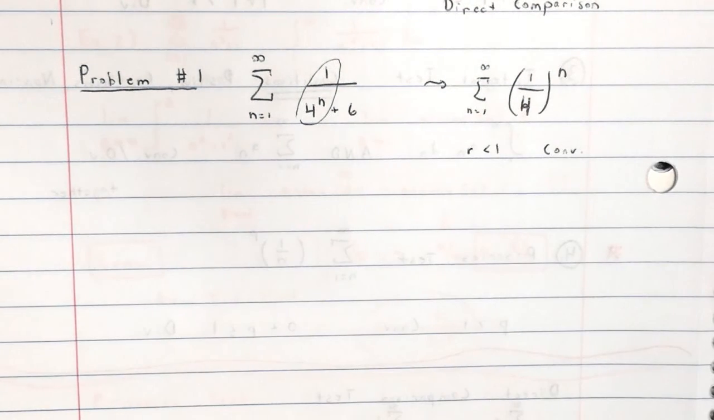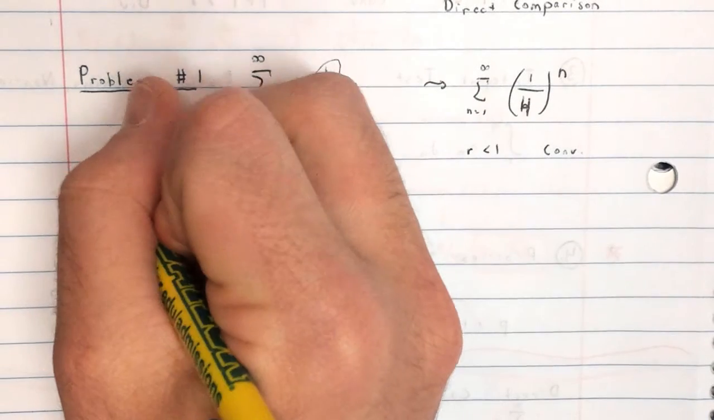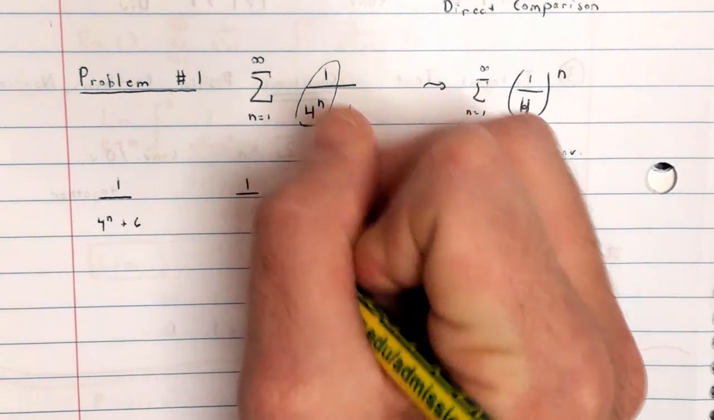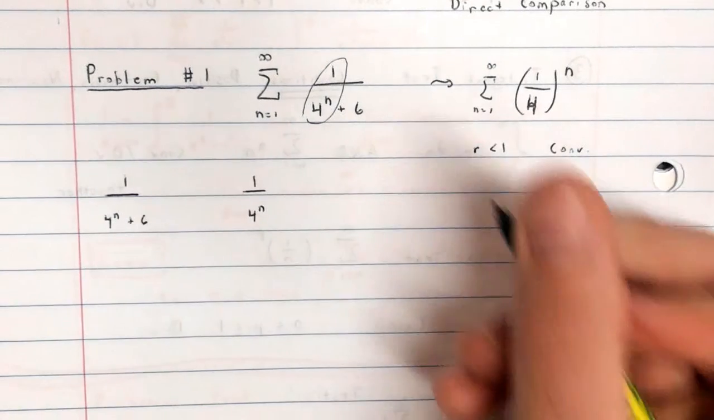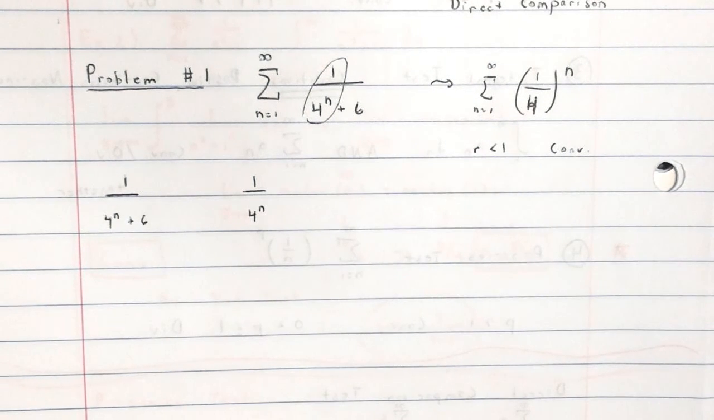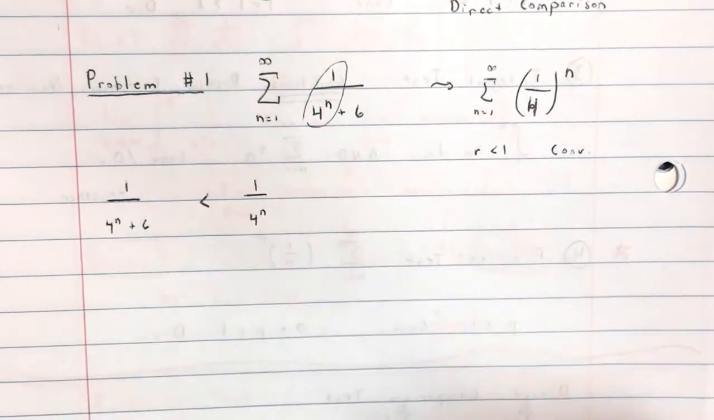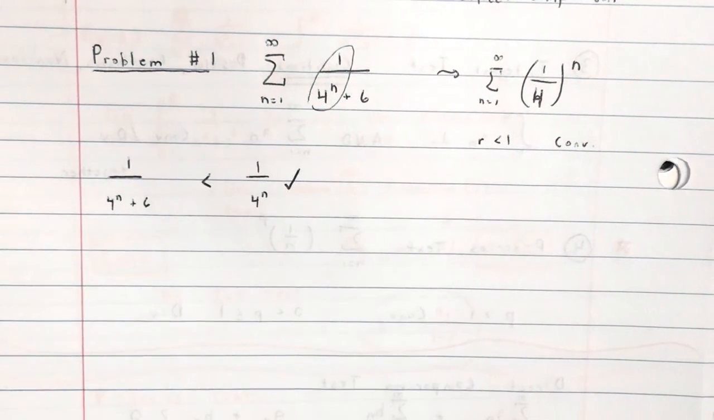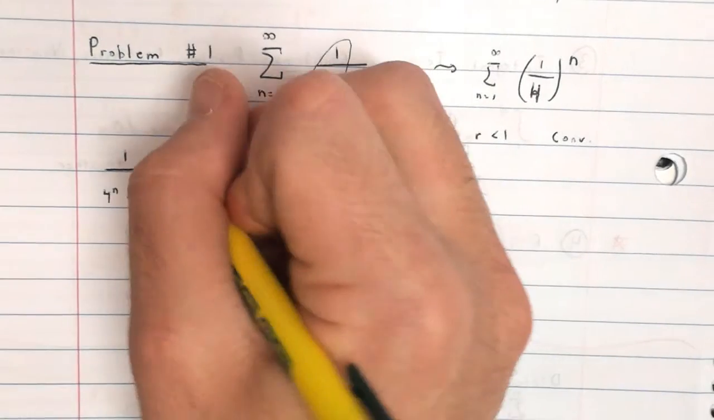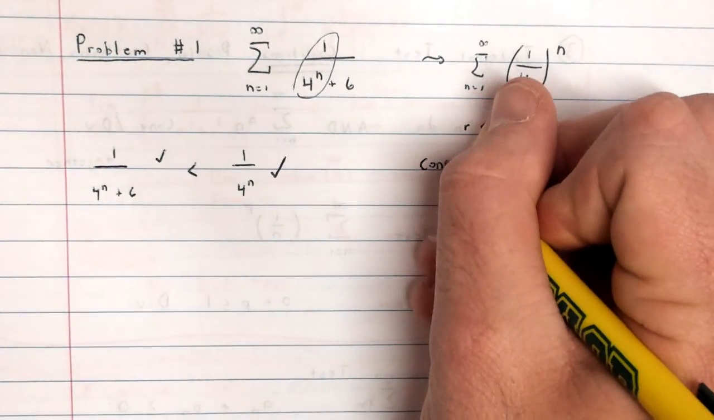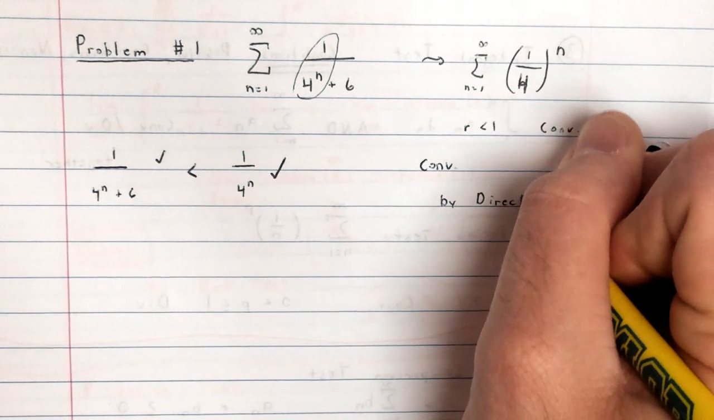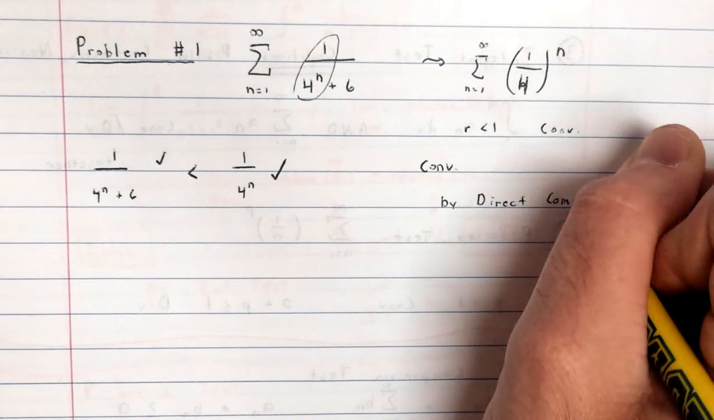So now that I have something I know converges, let me compare it to what I'm looking at. I'm looking at 1 over 4 to the n plus 6. I know 1 over 4 to the n converges. Which one is bigger, right side or left side? Right. Okay, I have something bigger that converges. Can I tell anything about the smaller one? Yes, it is also going to converge by direct comparison.